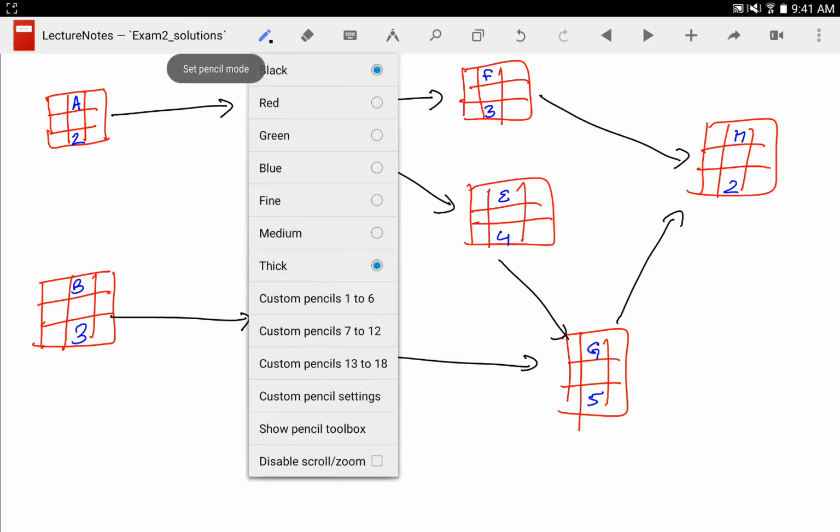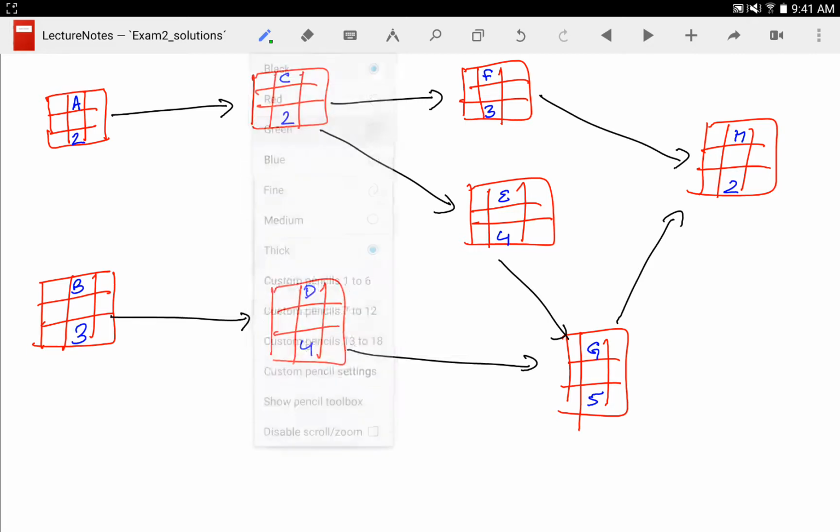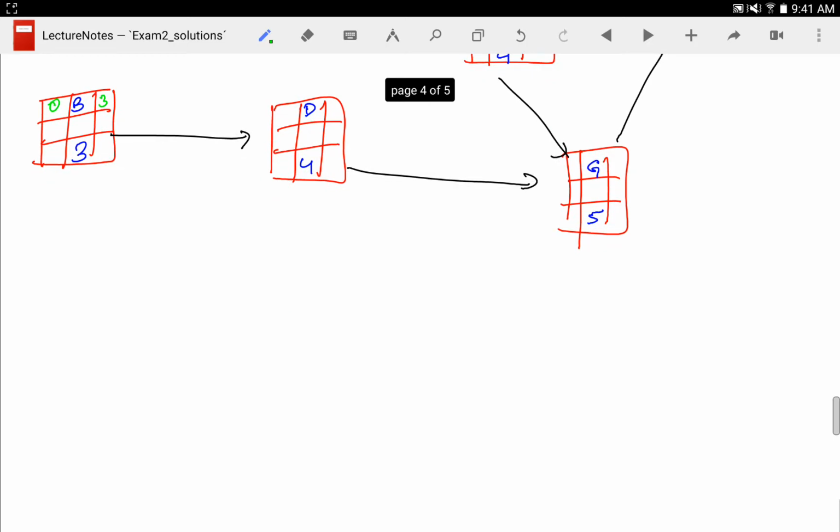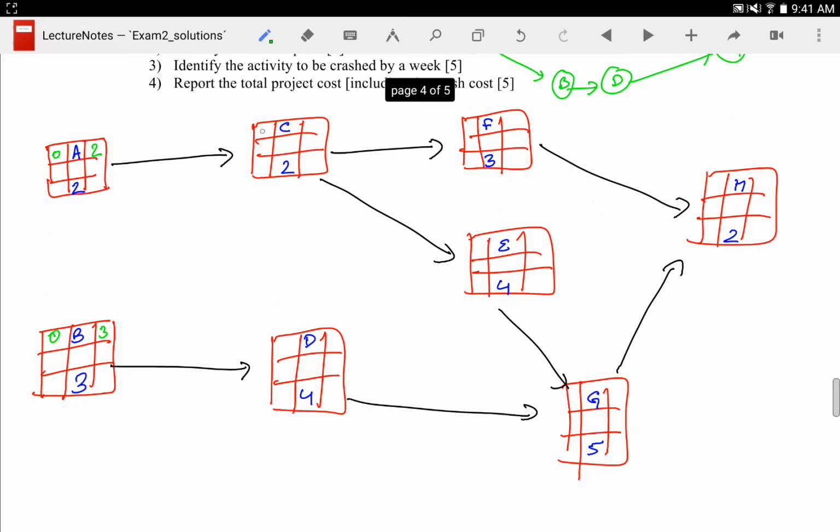Alright, A and B don't have predecessors, so we can get started on A and B right away. So 0, 0. So 0 plus 2 is 2. 0 plus 3 is 3. C has only one predecessor, so we can get started on C right away. So 2 plus 2 is 4. Let's go to D. D has only one predecessor, so 3 plus 4 is 7. F has only one predecessor, so you can just take this 4 here. 4 plus 3 is 7. E has only one predecessor, so 4 plus 4 is 8.